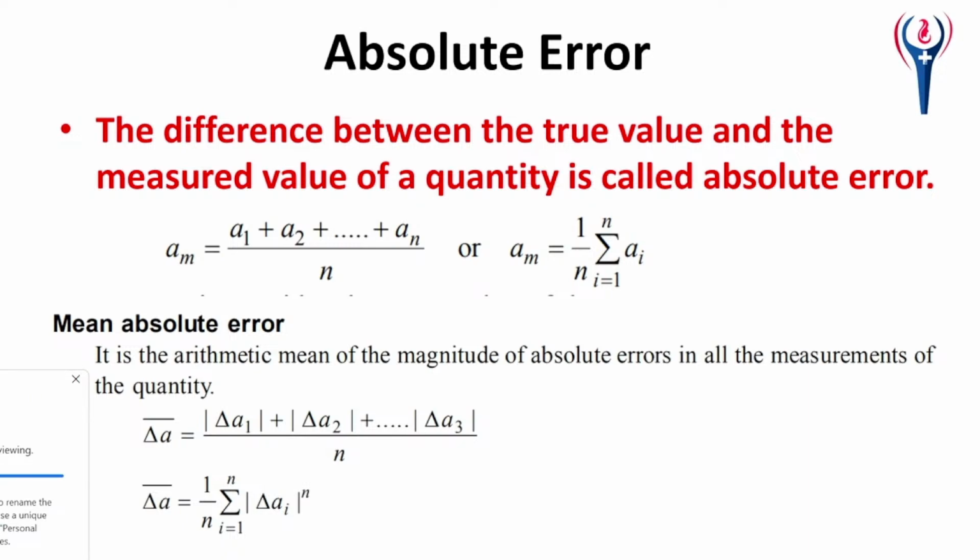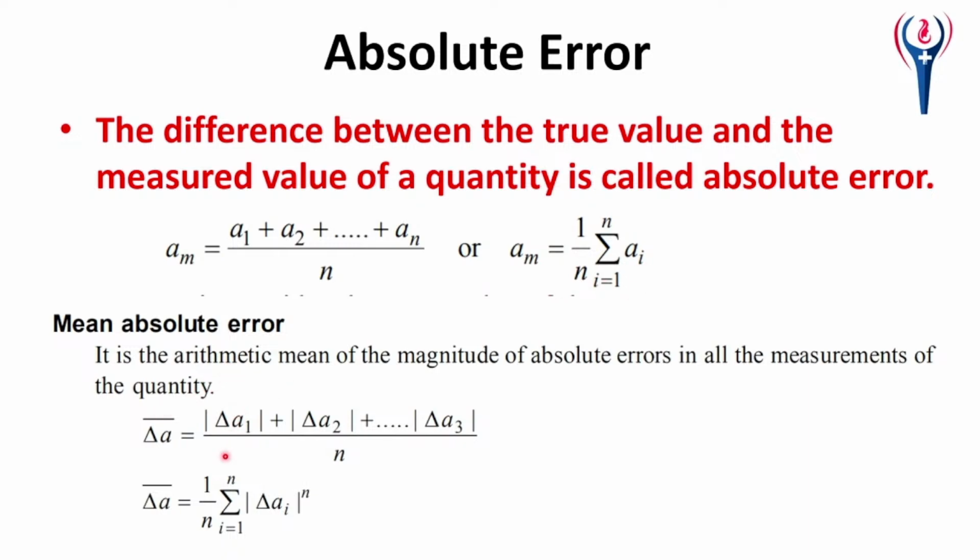Example, AM equal to A1 plus A2. Suppose you are taking 10 number of readings, then A1 plus A2 plus A3 plus up to A10 by 10. Or AM equal to 1 by 10 into summation i equal to 1 to 10 Ai.